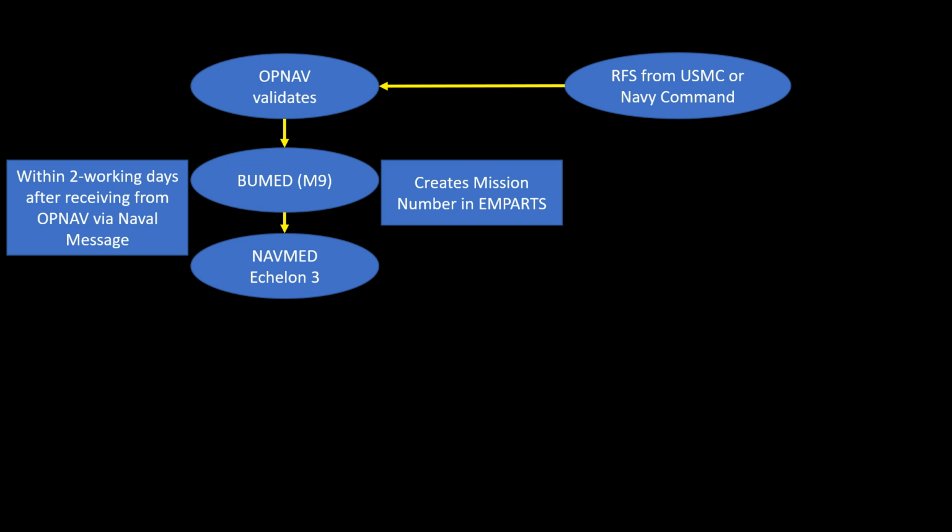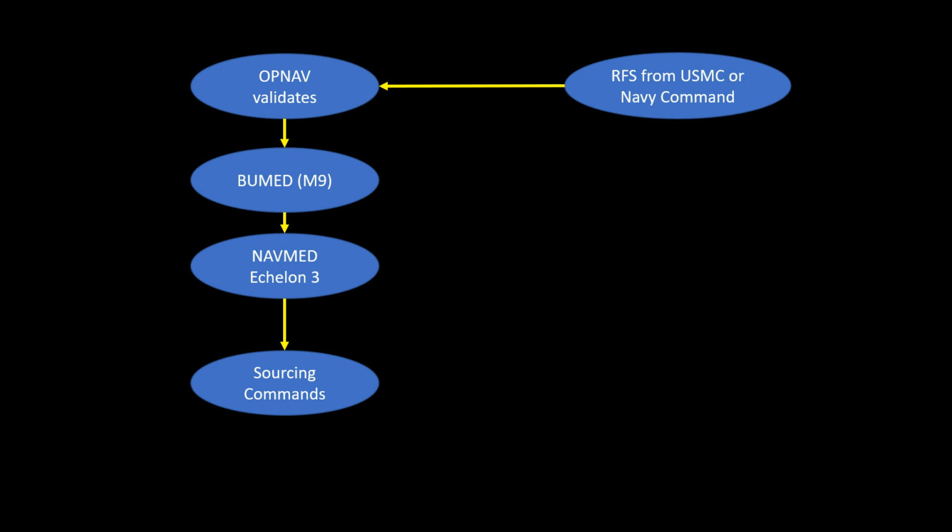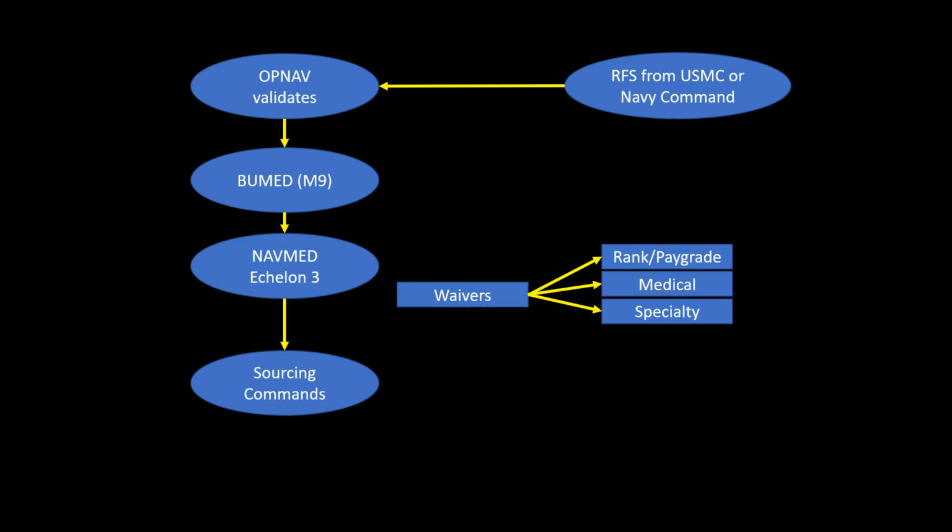The Echelon 3 is going to kick it down to their sourcing commands to try to get it filled, to get it manned. And if the sourcing command has somebody tapped who might not be qualified, they'll look at the waiver process, and we can try to waive rank and pay grade, medical, specialty, and utilization. If we can't get it waived, we can't get the person qualified, we'll look at the substitution.